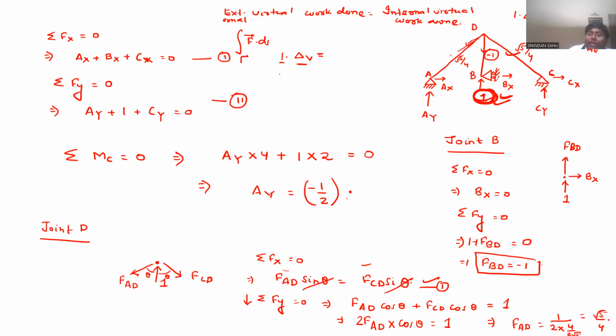When you apply this 1 unit load, some member forces will be developed or generated in those members AD and the remaining members, like we have calculated: for AD it is root 5 by 4, for CD also it is equal, and for BD it is -1, under this unit load only. So these are also internal virtual forces. So Ki is the internal virtual forces due to application of the external virtual unit load at that given joint. Till this point it is clear? Yes, sir.